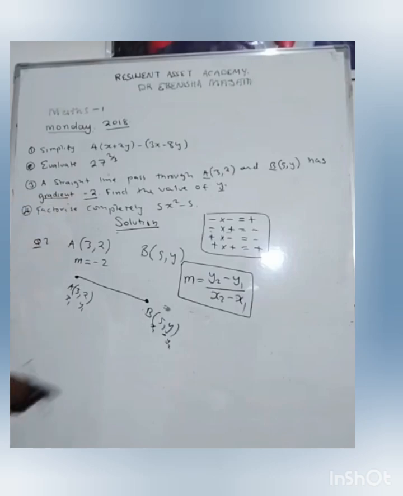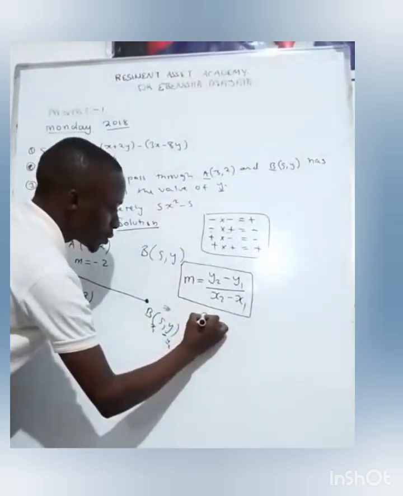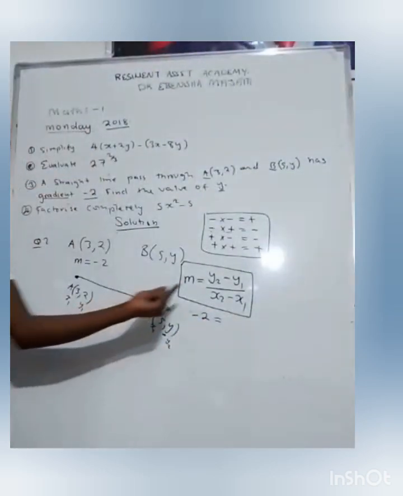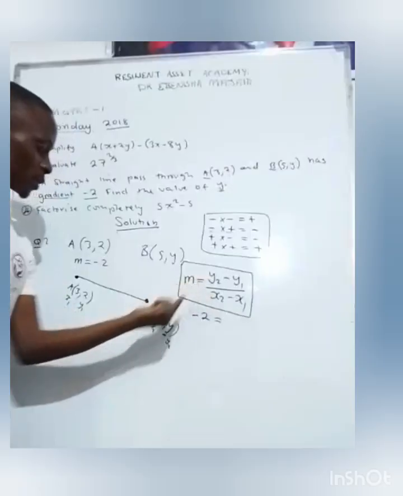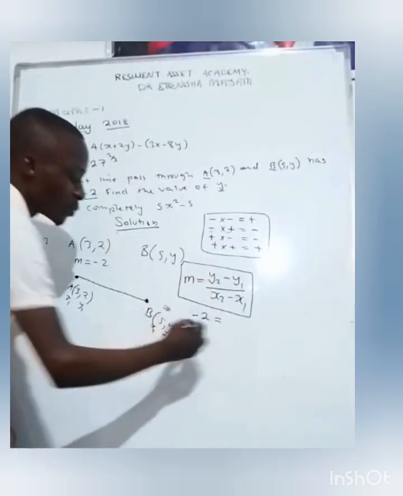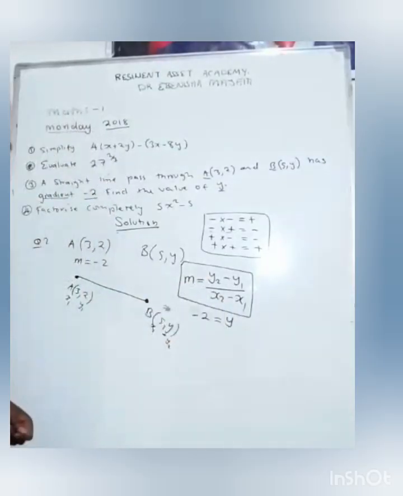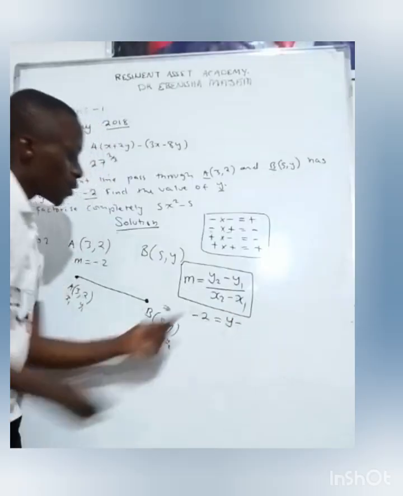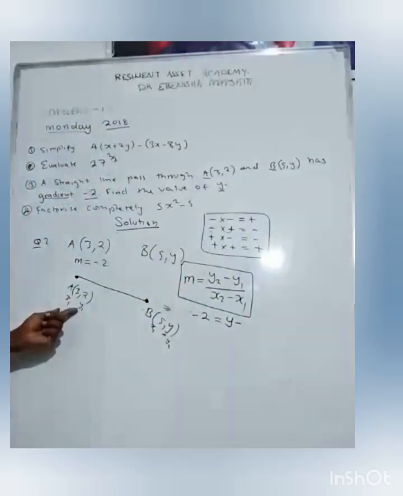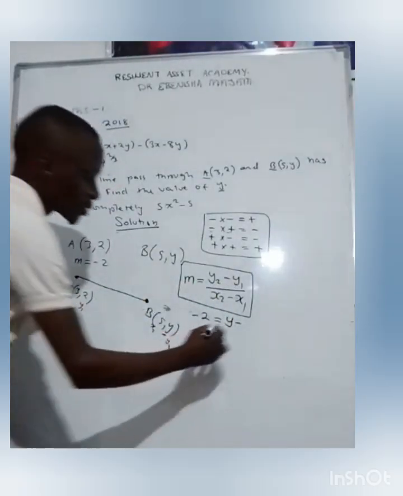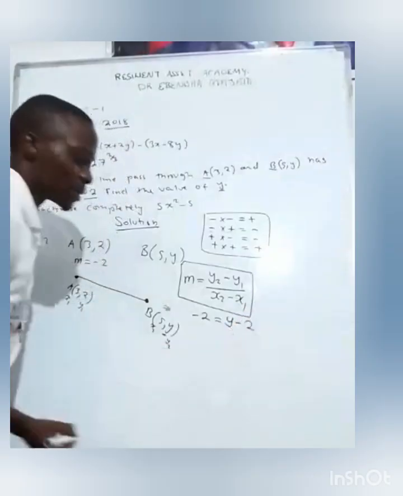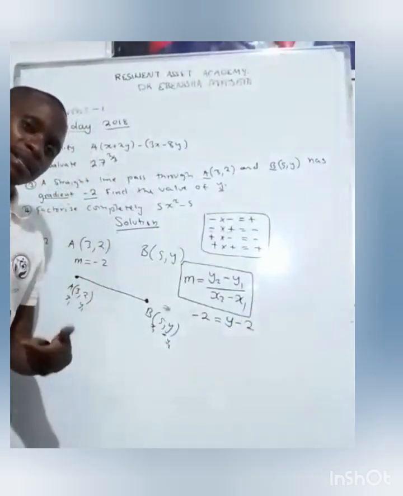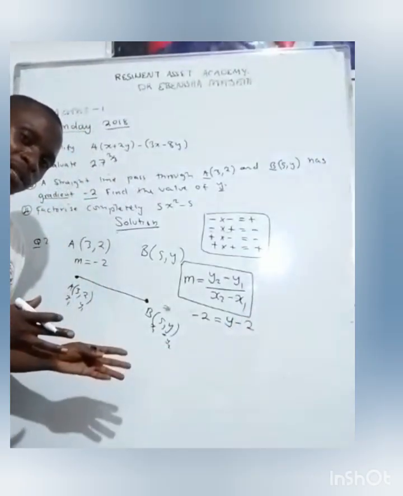So you simply say minus 2 is equal to, where there is y2, remember y2 is y, so you put your y like that. Minus, where there is y1, it is this one, y1, which is 2. So you put 2 there like this. Don't worry, I'll still repeat it. For now, just follow what I'm doing so that when I repeat, it makes sense.